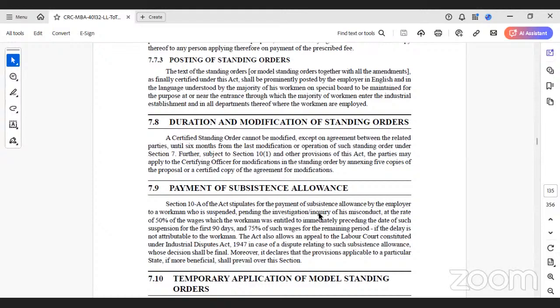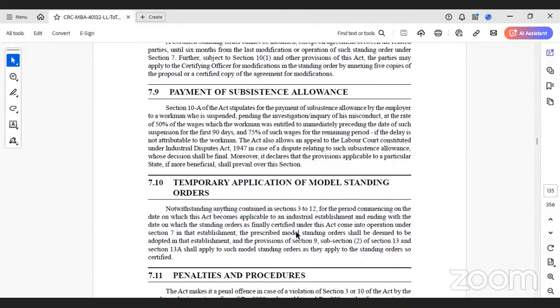So 50% immediately for 3 months and 75%, if the delay is not on the part of the workman. Now, temporary application of the model standing orders. Notwithstanding anything contained under sections 3 to 12, for the period commencing on the date on which the Act becomes applicable to an industrial establishment, from that date the prescribed model standing orders shall be deemed to be adopted in the establishment, and this is as per the provisions of section 9 and subsection 2 of section 13 and 13A.